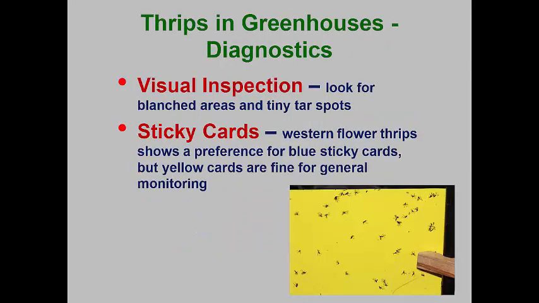In commercial greenhouses, yellow sticky cards are often used to detect whitefly adults, but they also work very well in detecting flower thrips. Research has shown that the western flower thrips are actually more attracted to a light sky blue colored card, but since yellow is used for whitefly detection, they are also fine for detecting thrips.